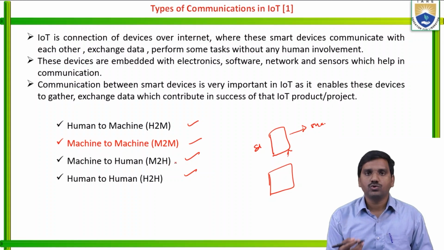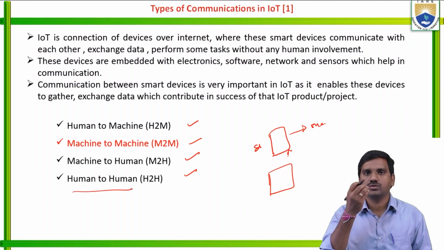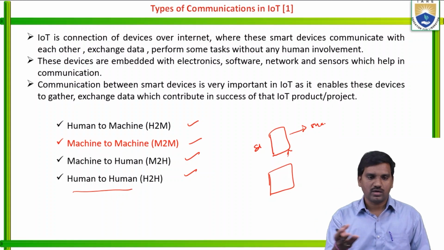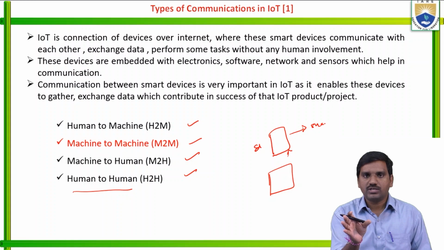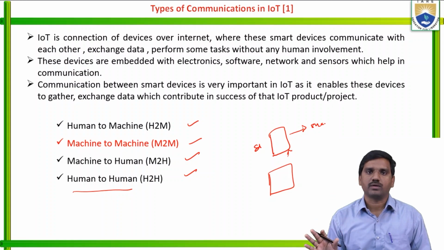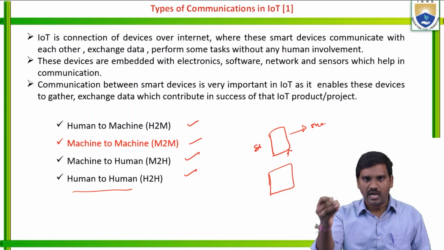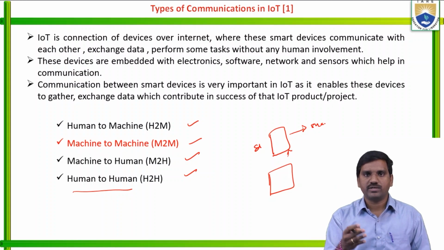Next, machine to human is also one of the communications in IoT. Next, human to human, where the communication is developed only through our voice, like 'Hi, hello, friends'. The communication is going on between human and human. So these are the 4 types of communications available in IoT: human to machine, machine to human, machine to machine, and human to human.